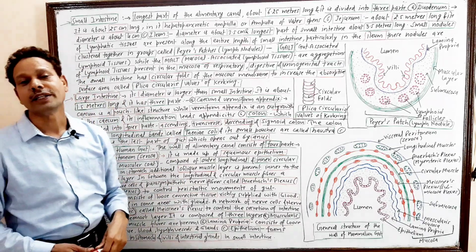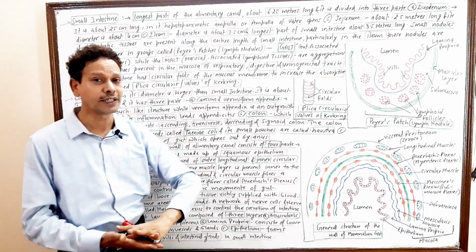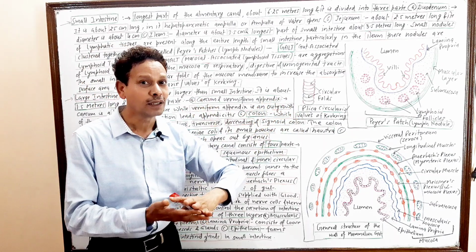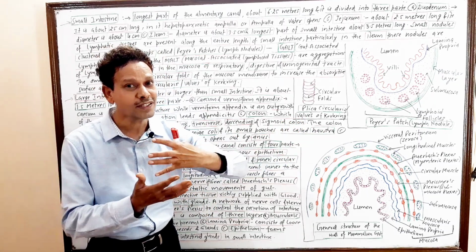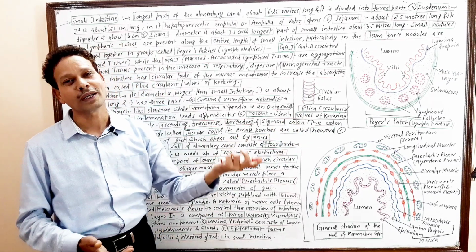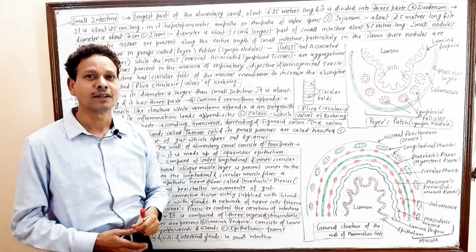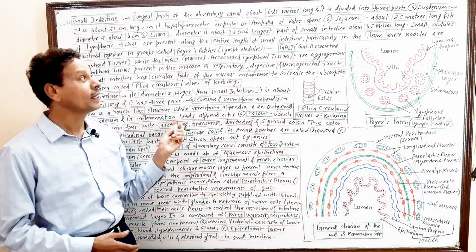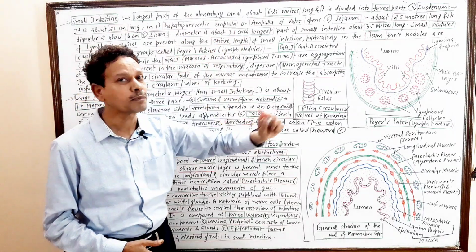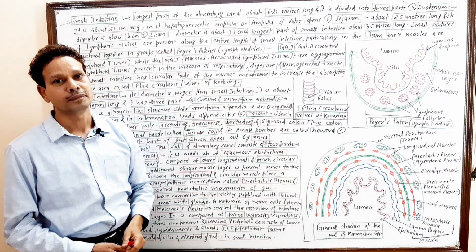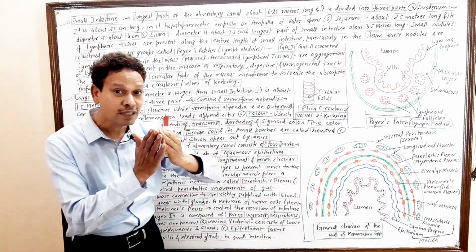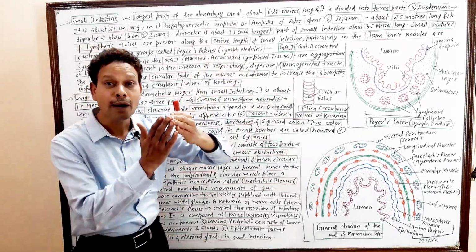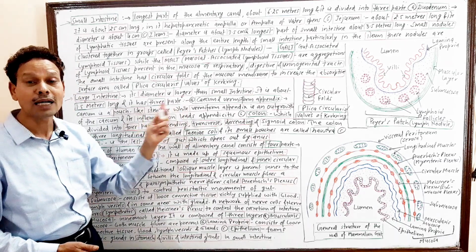The next part is large intestine. Dear students, as the name indicates, it is named large intestine because its diameter is more as compared to small intestine, while the length of large intestine is only 1.5 meters, while the length of the small intestine is 6.25 meters. Small intestine diameter is less as compared to this large intestine.